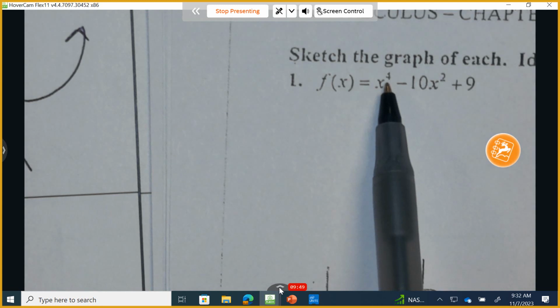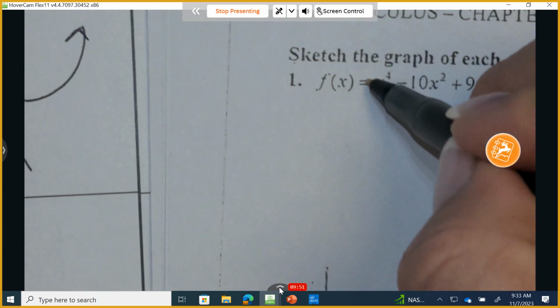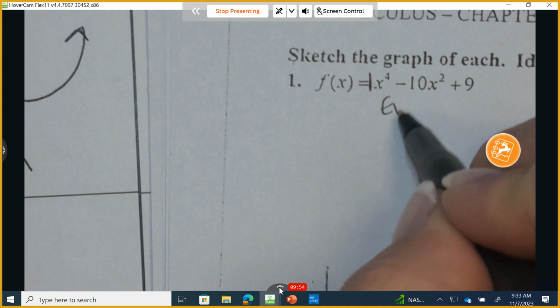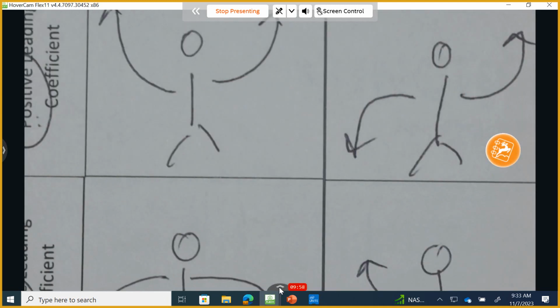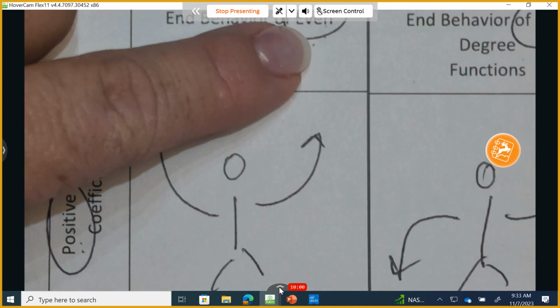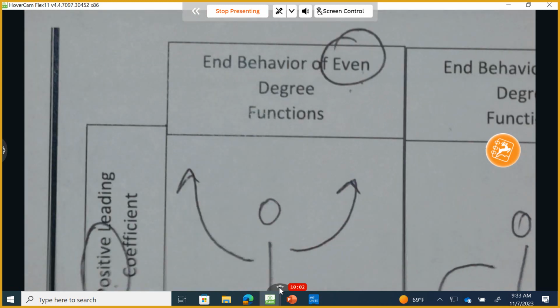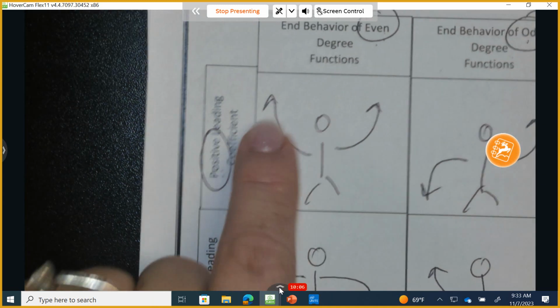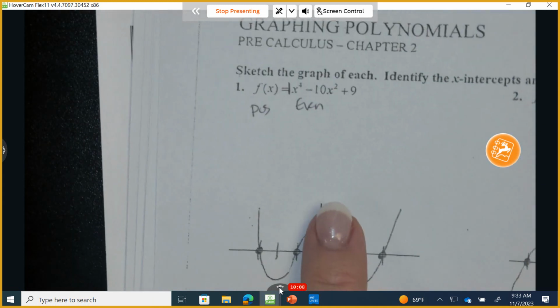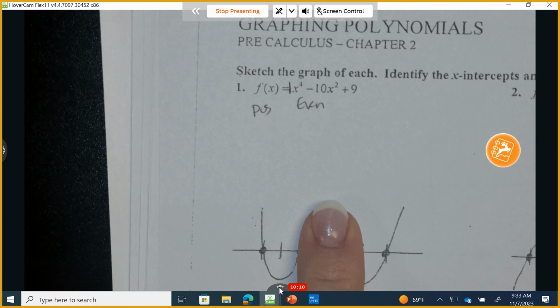Even. And the leading coefficient is a hidden 1. 1 is positive. So this is an even degree and a positive leading coefficient. So come off to the side. Even degree and positive leading coefficient, which means both ends should be up. Look at this. End behavior, both ends are up.